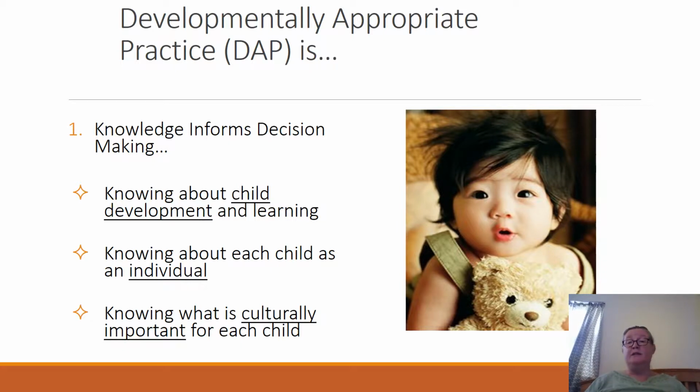So when we think about the first statement, knowledge informs decision making, this is important. It's really about what you know about what children know and are able to do. And it's balancing what you know about children in general with what you know about an individual child. And so this connects very closely to what we've been talking about in looking at the District of Columbia Early Learning Standards and talking about the role of early learning standards in planning and curriculum.